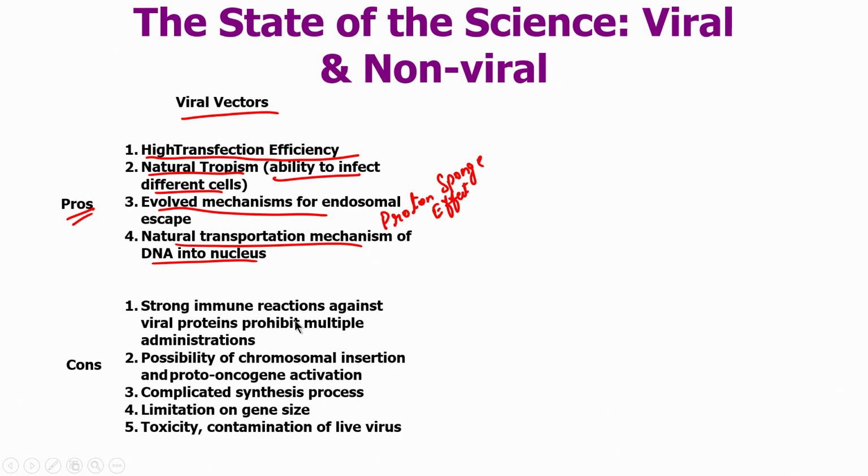However, there are some cons, and one con being that these viruses are not a part of your own body. So, now you have introduced a foreign material, so your immune system will start acting against it. You get a very strong immune response against these viral proteins, and that means that if you have done it once and you want to do it again, by the time you are ready to do it again, the body is already aware of how to handle that particular virus, because you essentially vaccinated the body by giving the first dose. The second time you do it, the body is going to clear it even before it can do any of its function. So, it prohibits multiple administration.